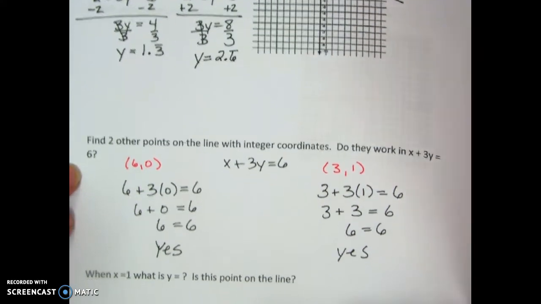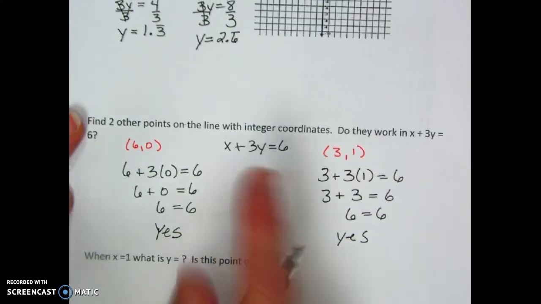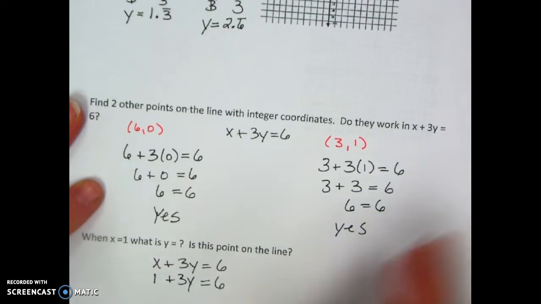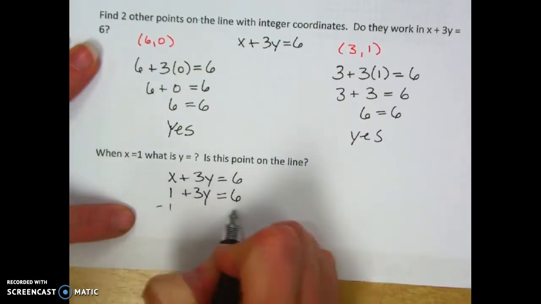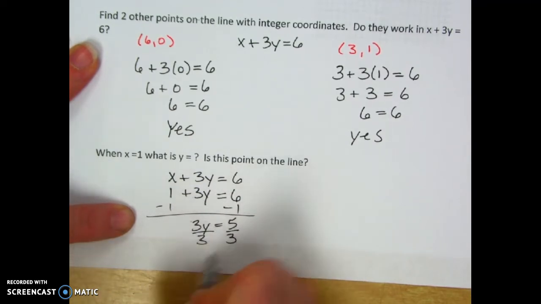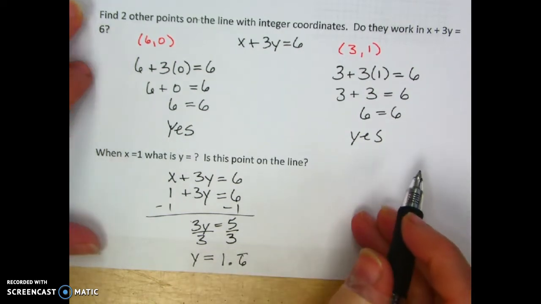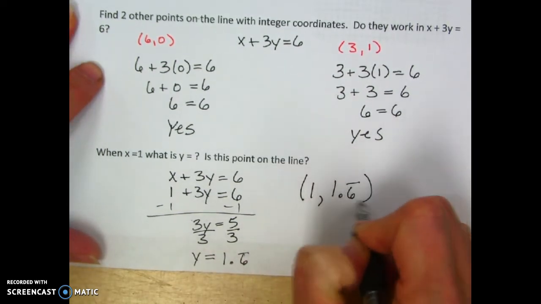Next, when x equals 1, what is the value of y? And is this point on the line? So we're back to the same equation. We want to know if x is 1, what would y be? So we put a 1 in there, and we start to solve this. Subtract 1 on both sides, divide by 3, and it looks like y equals 1 2/3 or 1.6 repeating. So when x is 1, y is 1.6 repeating.